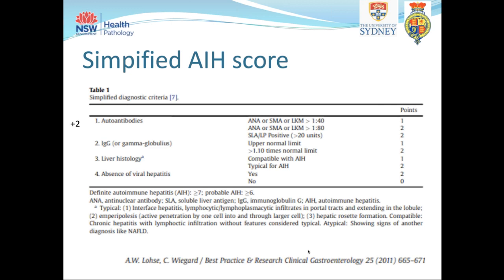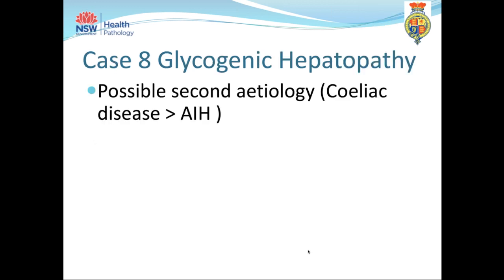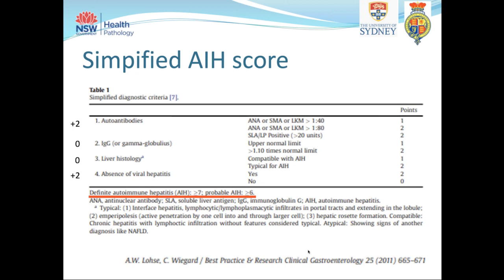And, if you want to apply the scores, she does have autoantibodies, but she didn't have any IgG positivity. I would say her liver histology is not compatible with autoimmune hepatitis, given the mildness of the portal infiltrate and lack of significant interface activity. And she didn't have viral hepatitis. So she doesn't really make the criteria if you were to apply them. But it is a concern because if you miss autoimmune hepatitis, these patients can progress quite rapidly to cirrhosis.